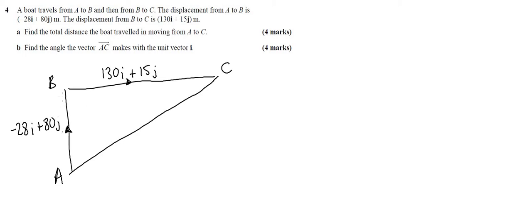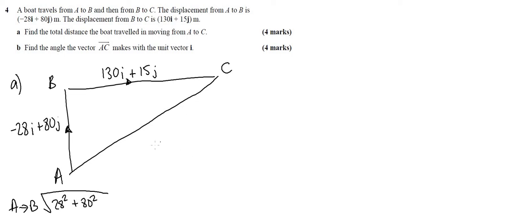So if I want the length of that vector, I need to work out basically the value of this. I need a scalar value, so I'm going to use Pythagoras. From A to B, I'm going to take the square root of 28 squared plus 80 squared.